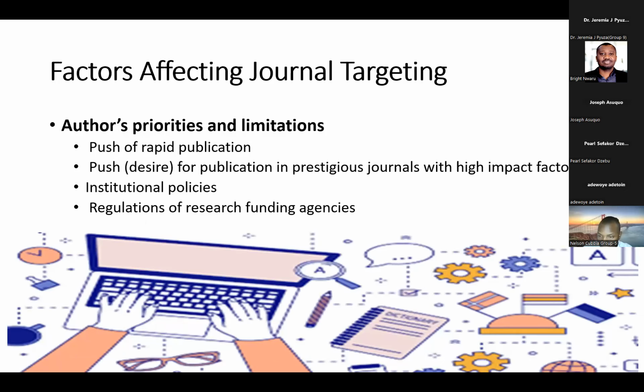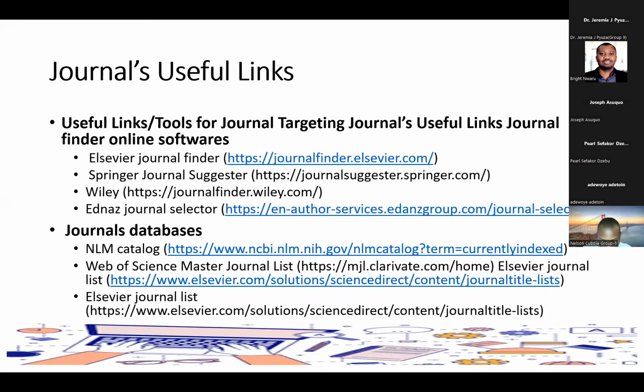Another factor, the push for rapid publication, may also affect journal targeting. The push or desire for publication in a precise journal may also affect that. Institution policy, there are also some institutions that choose, maybe, we only publish in this kind of journals. Therefore, that also may affect journal targeting. Also, regulation of research funding agents. There are some research funders that may say the result from this has to be published in this kind of journal, to reflect on what has been invested.